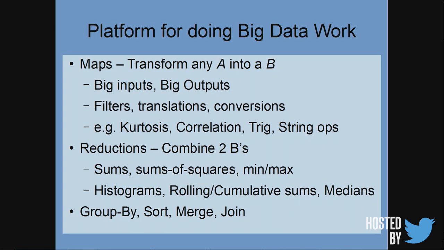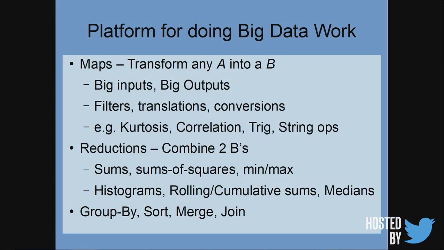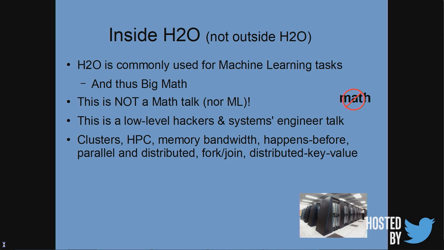So what can you do with H2O? Anything that you map from an A to a B. Big inputs, big outputs. It's not just reductions. Filters, translations, conversions; there's 100 primitives plus everything you can do with combinations of primitives. And all the kinds of reductions you might want to do, including medians and means and rolling, cumulative, whatever. Group by, sort, merge, join, the whole gamut of what you do in data science is available. And it all runs at the same kind of speeds. It's all typically memory bandwidth bound.